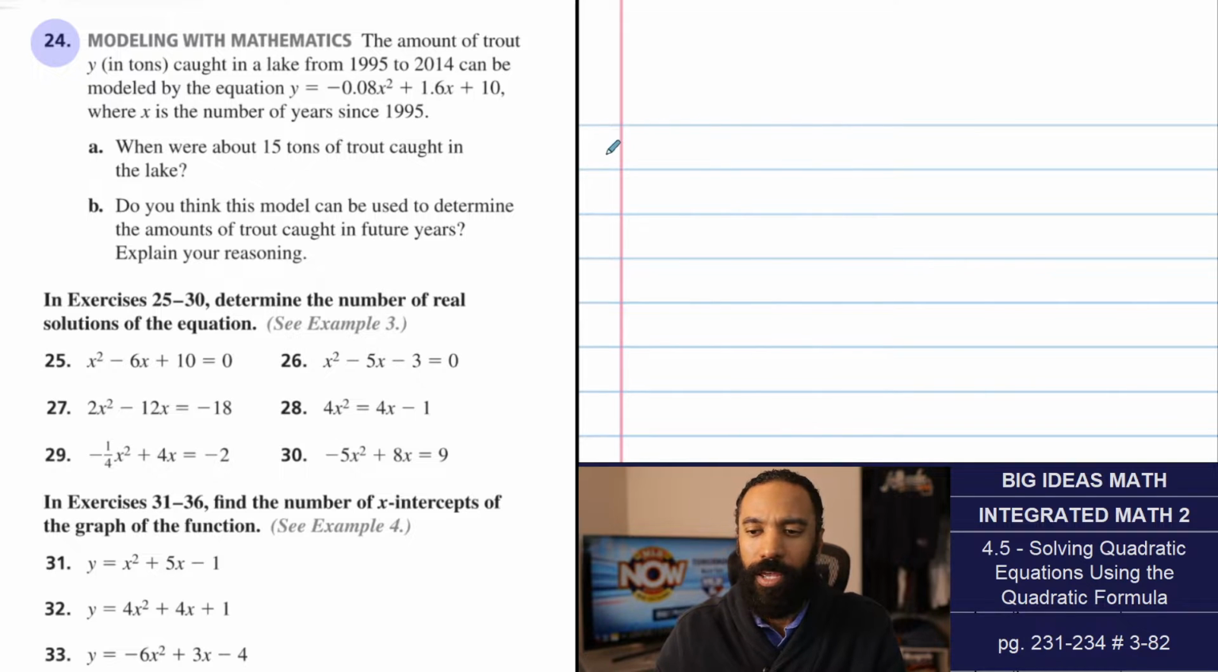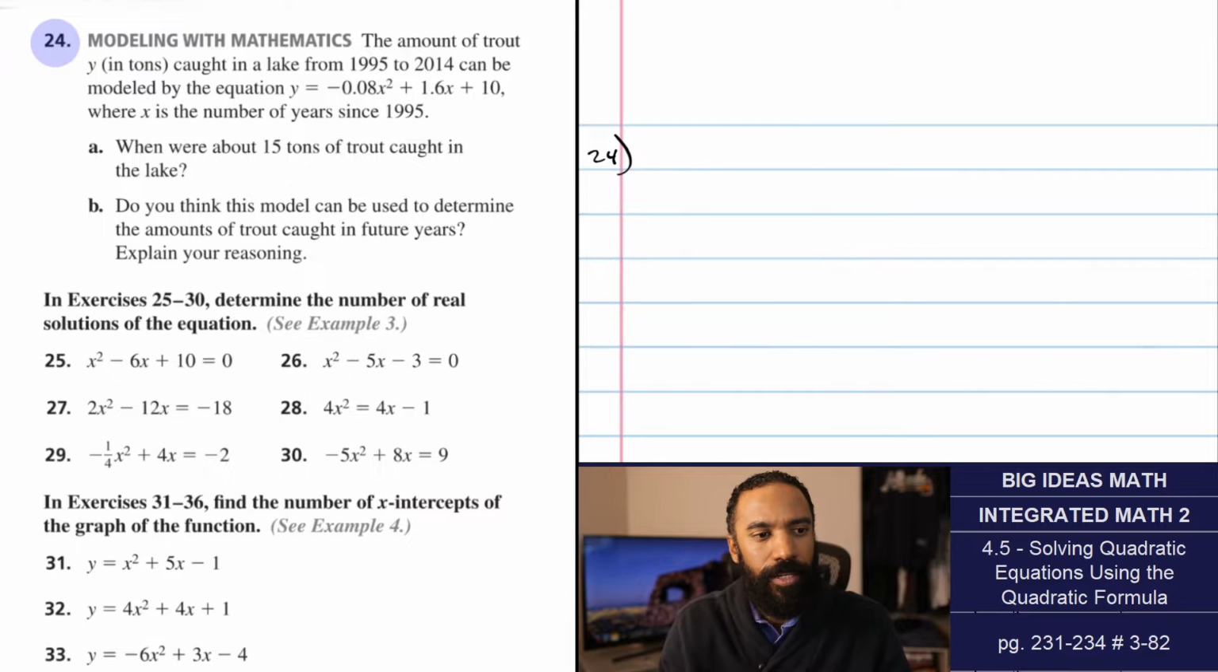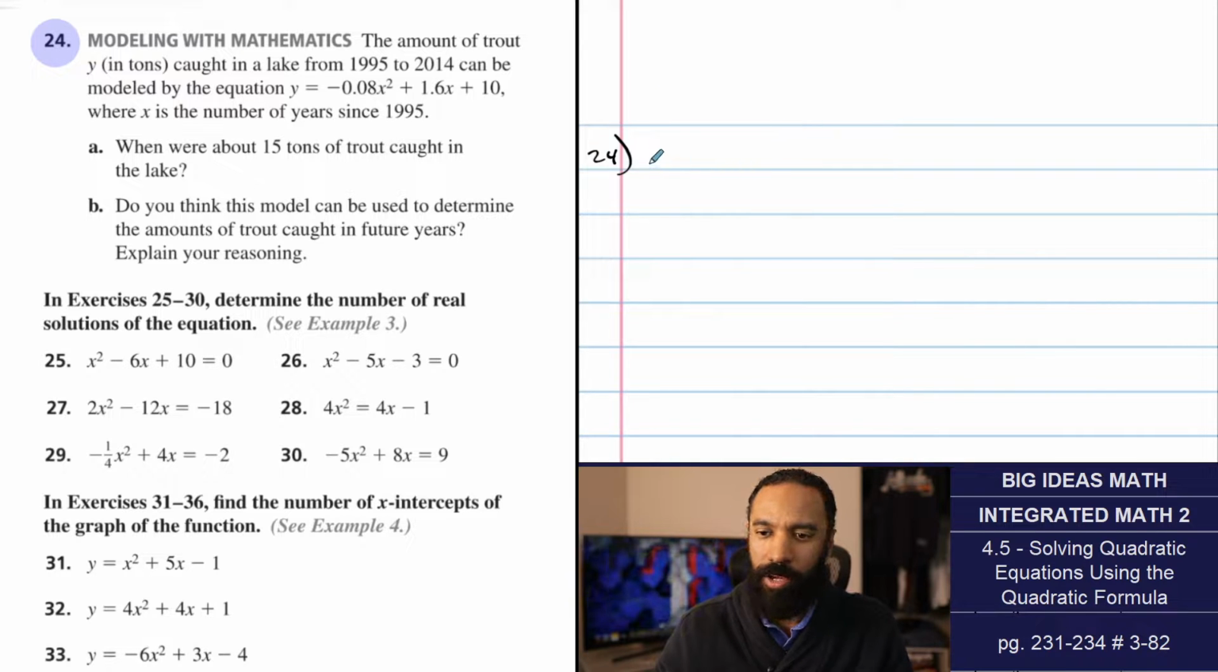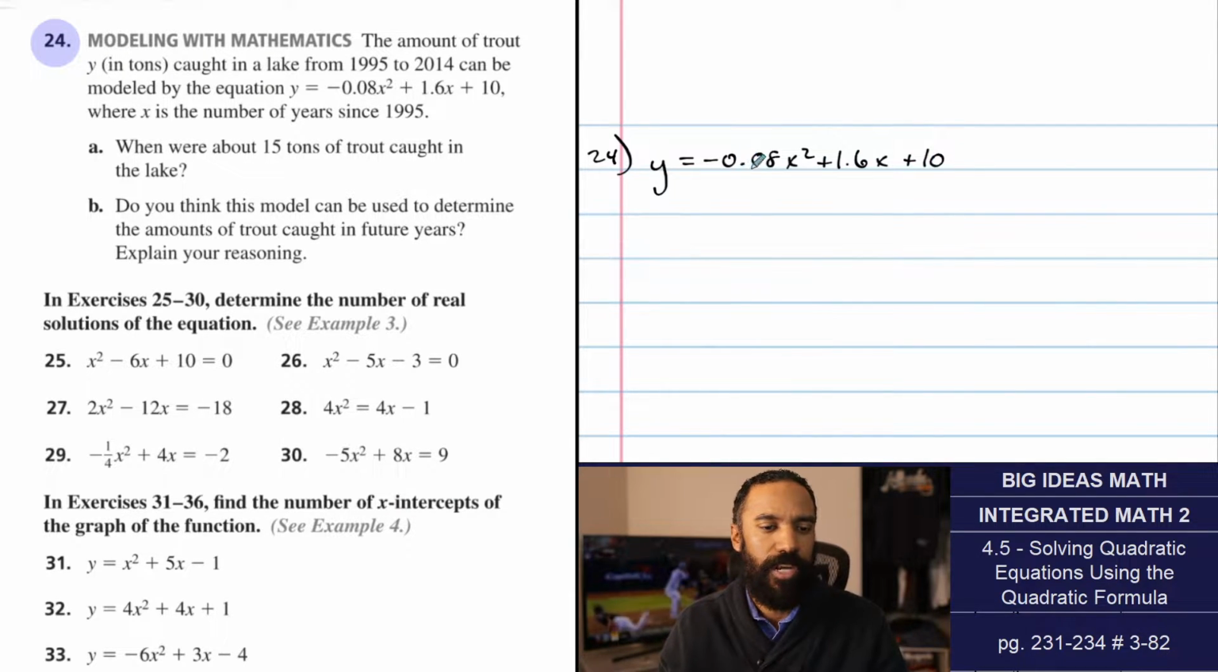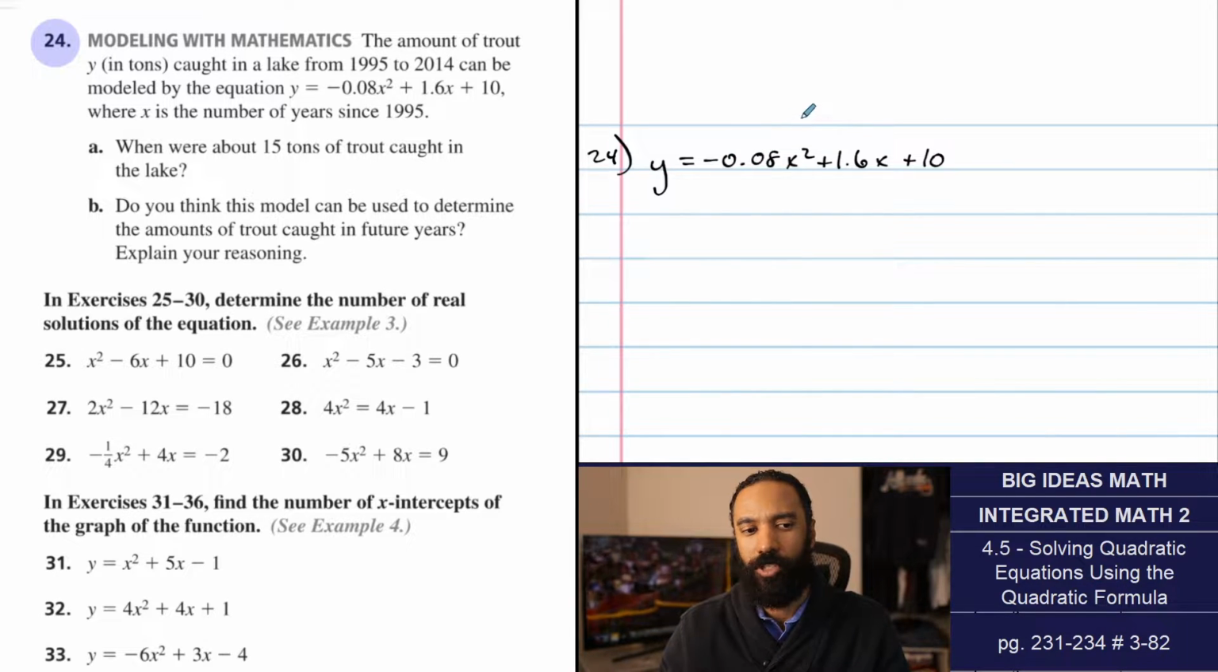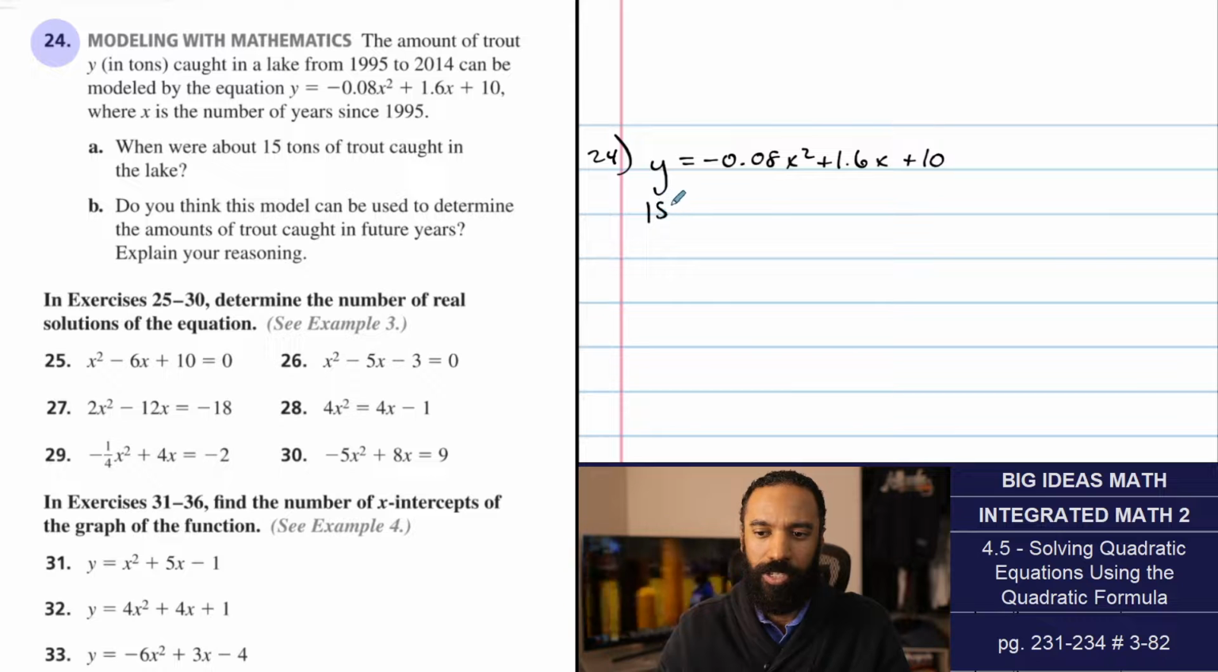So number 24: the amount of trout, y in tons, caught in a lake from 1995 to 2014 can be modeled by this equation here. I got y equals negative 0.08x squared plus 1.6x plus 10, where x is the number of years since 1995. When were about 15 tons of trout caught in the lake? So we're going to substitute 15 for y and then solve for x here.